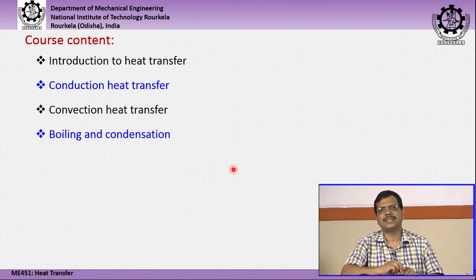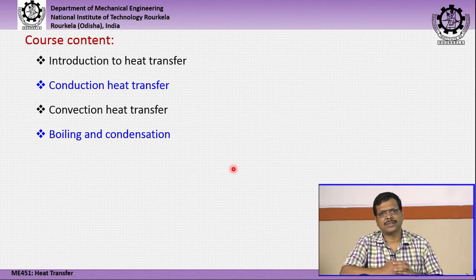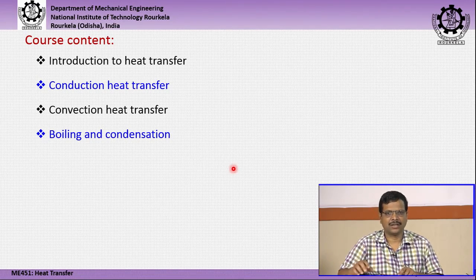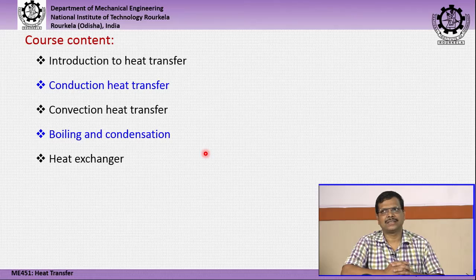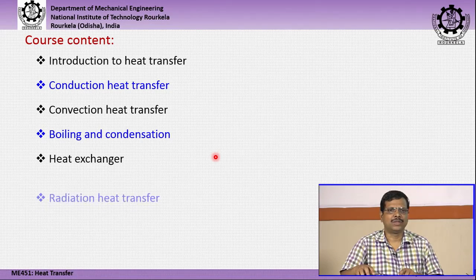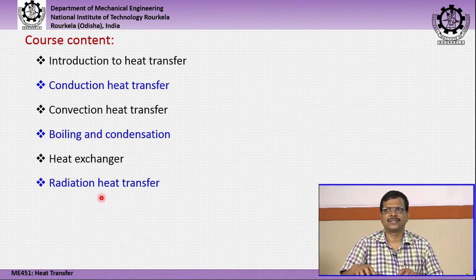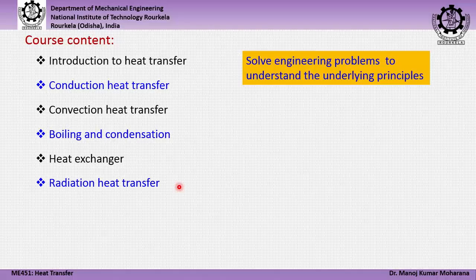Before we go for radiation heat transfer, we will go for applications of convective heat transfer, that is boiling and condensation, where phase change phenomena take place. Then we will use heat exchangers and study them in detail, and then finally, we will conclude the semester with a study of this radiation mode of heat transfer. So, overall in addition to the basic or fundamental theory underlying all these things, we will try to solve many engineering problems involving this concept, so that we will be able to understand the background principles behind them.